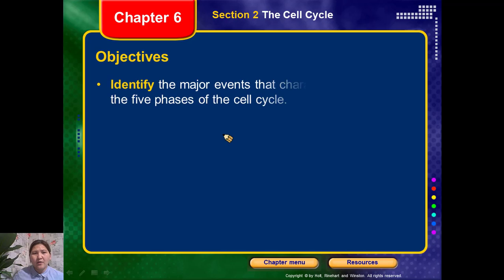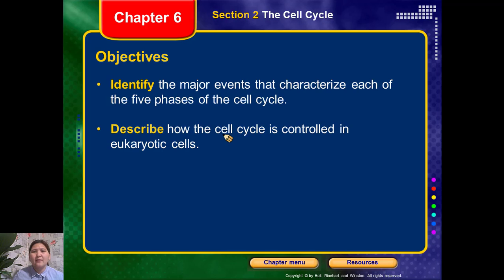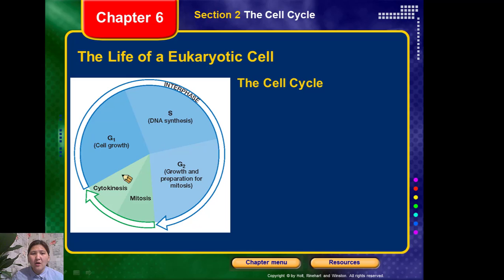The objectives are to identify the major events that characterize each of the 5 phases of the cell cycle. I want to explain that there are 2 types of cell division. The cell divides by way of mitosis and meiosis. I will also describe how the cell cycle is controlled in eukaryotic cells. If you remember, eukaryotic cells have a true nucleus. You can see from this picture how the cell is divided into phases, the stages.